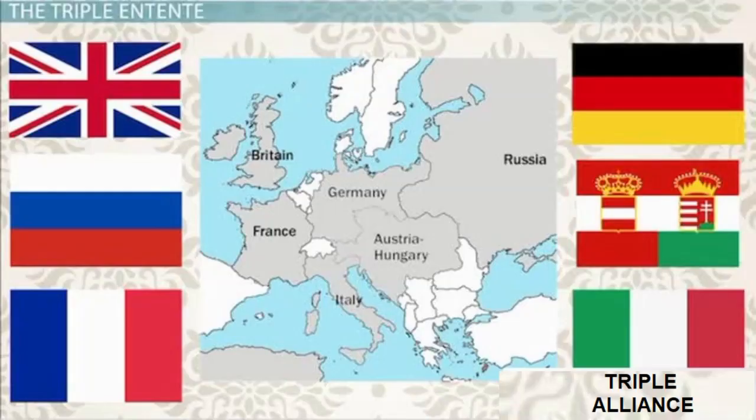Number 2. Division of Europe into two armed camps. In 1879, Germany and Austria-Hungary had signed a treaty to help each other in case of enemy attack. Three years later, Italy joined the pact, which came to be known as the Triple Alliance. As opposed to the Triple Alliance emerged the Triple Entente comprising Britain, France and Russia in 1907 to control German expansionism. Thus, Europe was divided into two major camps. The suspicions, fears, rivalry and enmity between the two camps was a major step towards World War I.